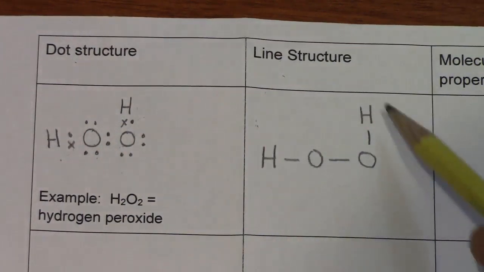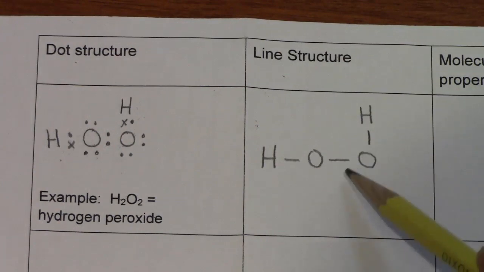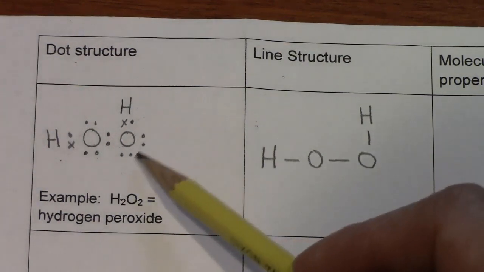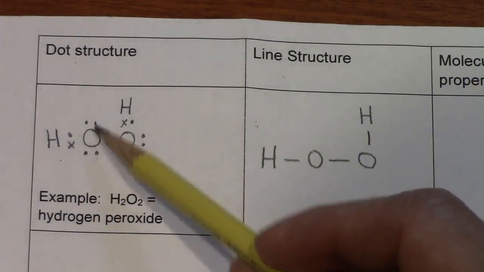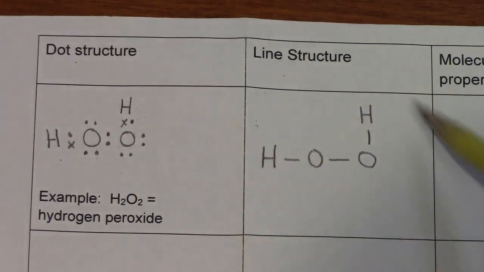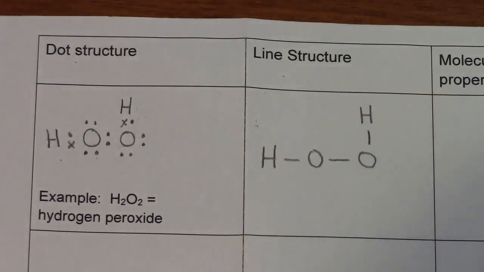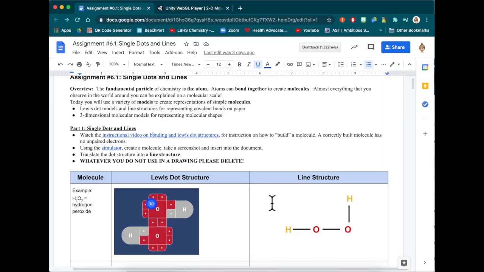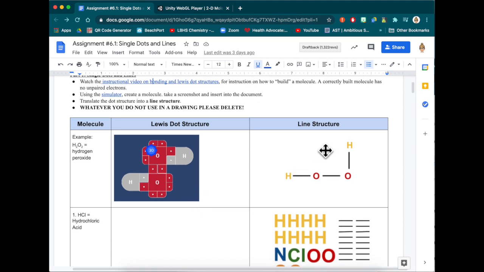So this is a molecular structure that shows the 3 bonds clearly. It leaves out these other electrons that are not bonding. It focuses on only the bonds. For this assignment, you're going to use a simulator in order to create the Lewis dot structure, and then you'll use the Google Draw portion to create the line structure.